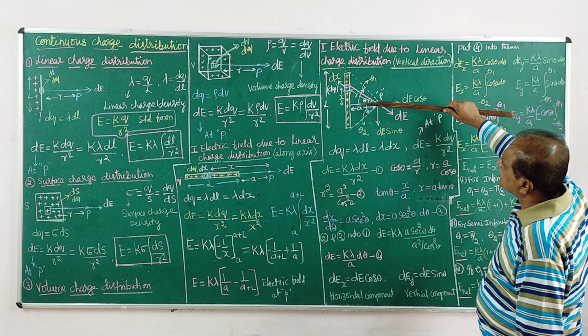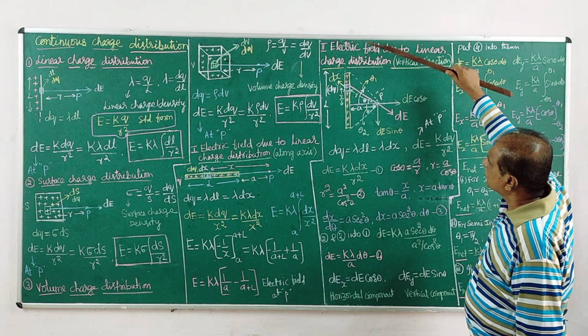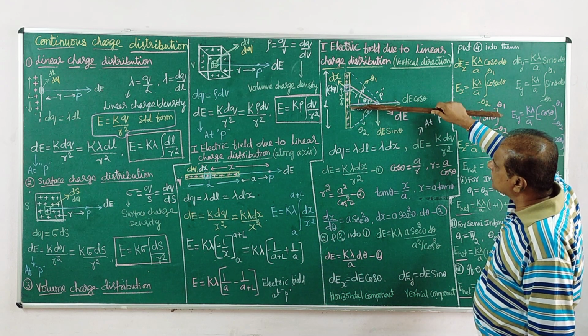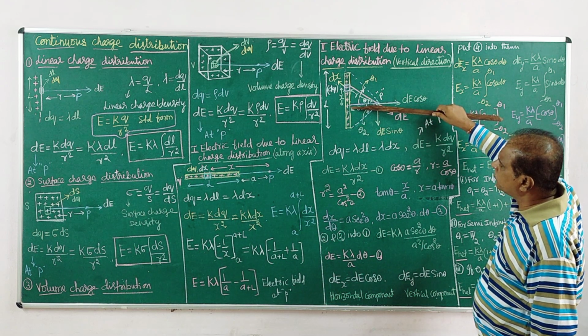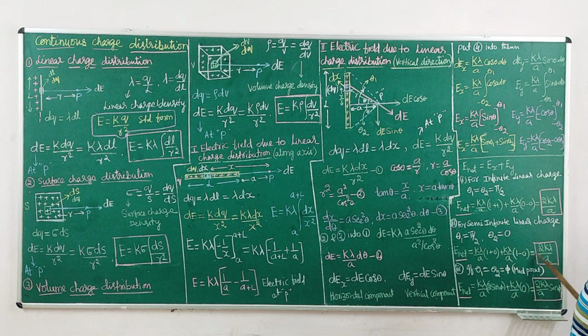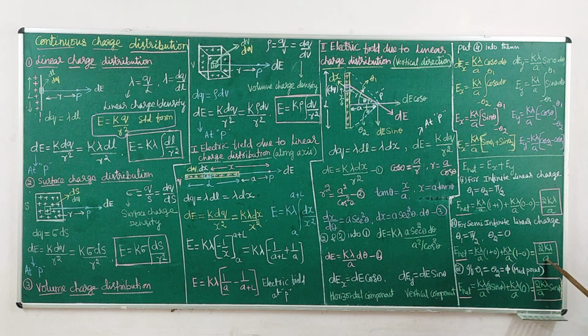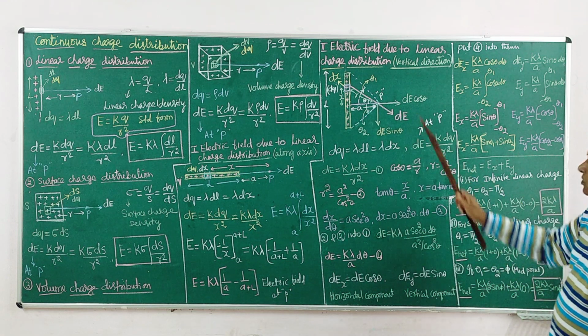If only this end, this side, is extended to infinite length and not the other side, what about the value? This value becomes 0. If you relate it, theta 1 is equal to 0 and theta 2 equals pi by 2, and this comes to be 0 for this infinite extension of this length. You can check it later. So this is the electric field at this point for the semi-infinite linear charge.